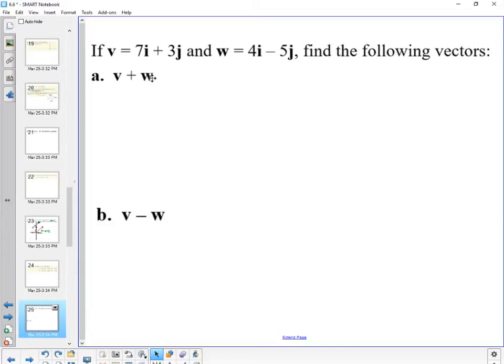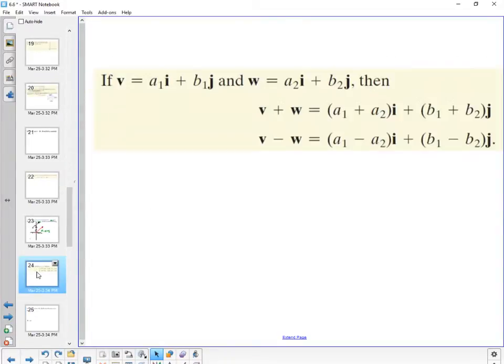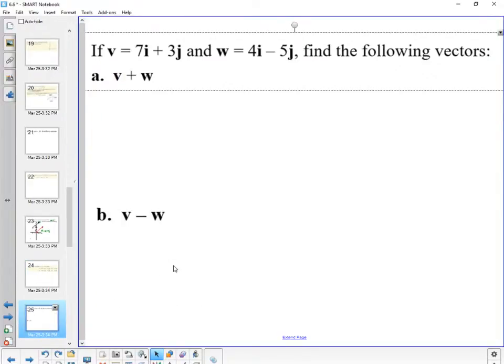All right, let's try it out. The slides are in your math lab as well. Try this out. Use your formulas. We're doing the sum of v plus w, the sum of vector v plus vector w.